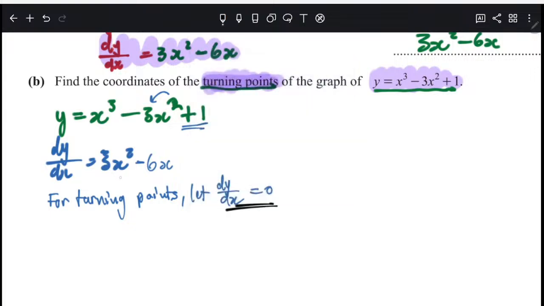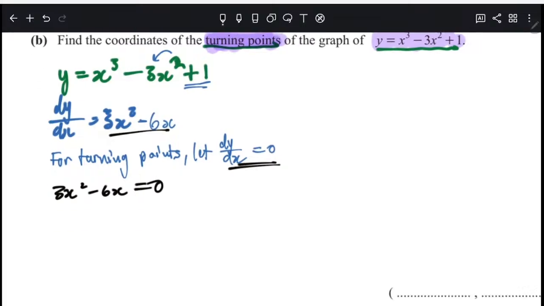So you will now say, what is your dy dx? 3x squared minus 6x is equal to 0. That's your dy dx. Now, this is a quadratic. If there are two terms like this, it's easy. You just solve by factorization. You know that one of the ways of solving quadratic equations is factorization. We don't have to use the quadratic formula for this. How do you factorize this?